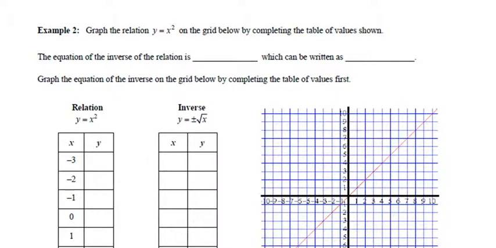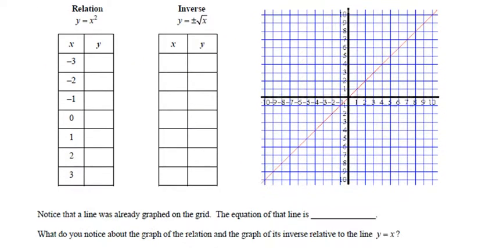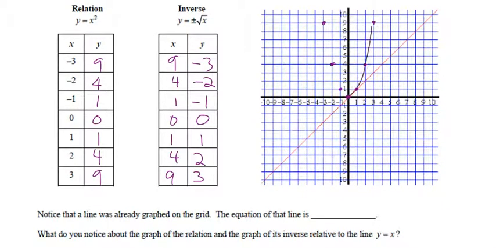Okay, graph the relation y equals x squared on the grid below by completing the table of values shown. So I guess we've got to do that first. I'm going to move that there. Okay, so we're going to draw, and then what am I going to do?